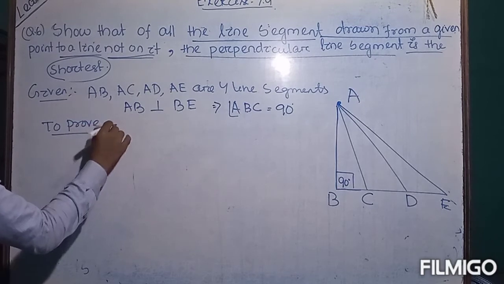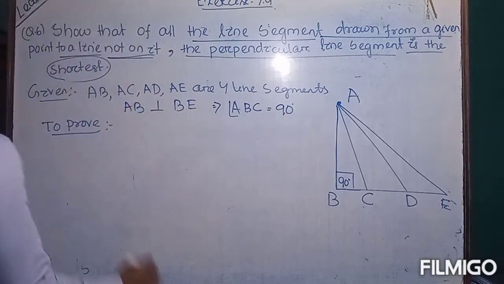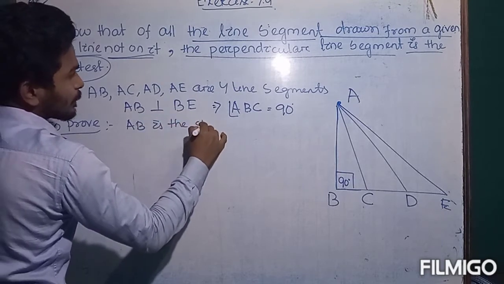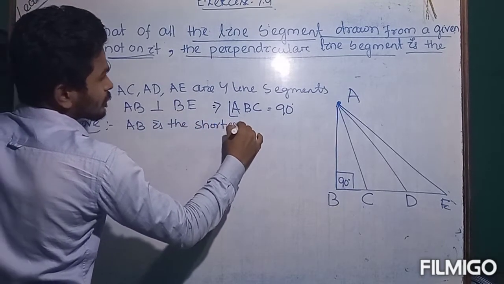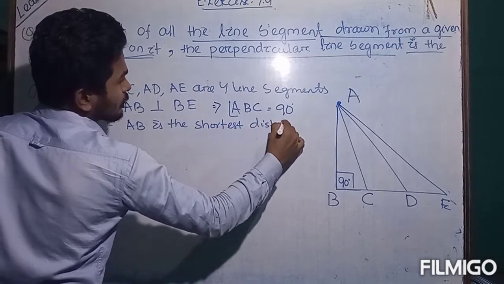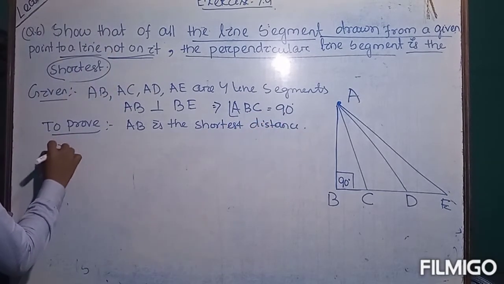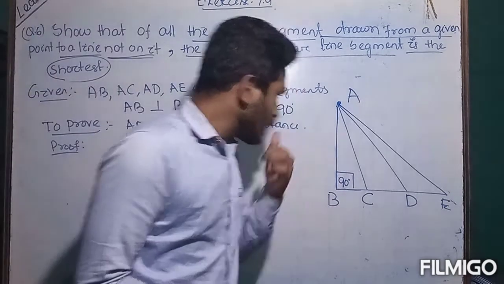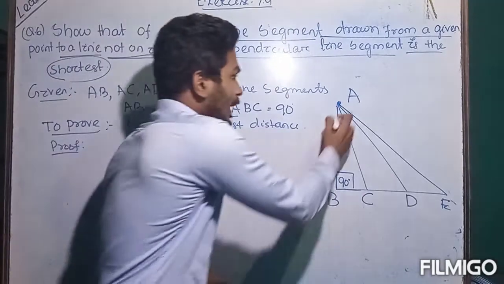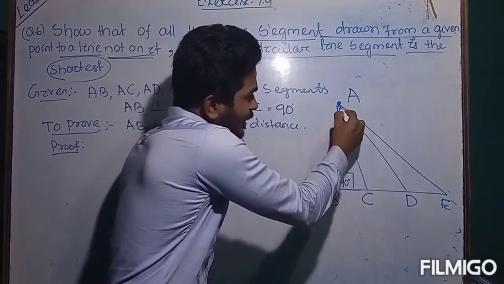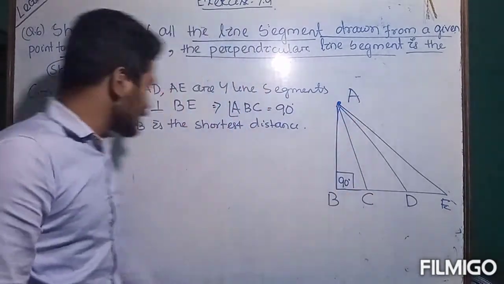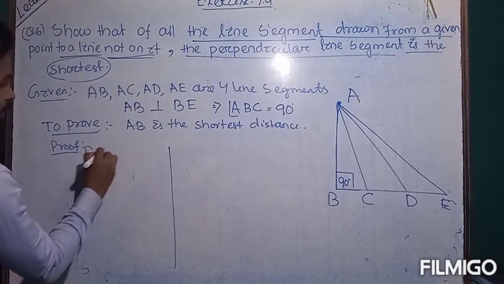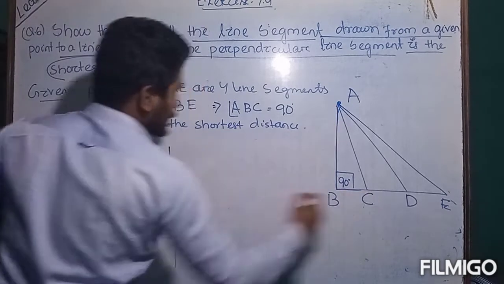To prove: AB is the shortest side, AB is the shortest distance. So let's prove it. In order to prove it, we first consider triangle ABC. Is ABC a triangle or not? Yes, ABC is a triangle. So we will consider triangle ABC.